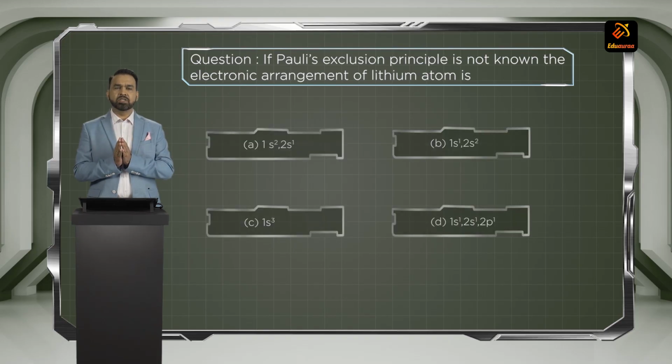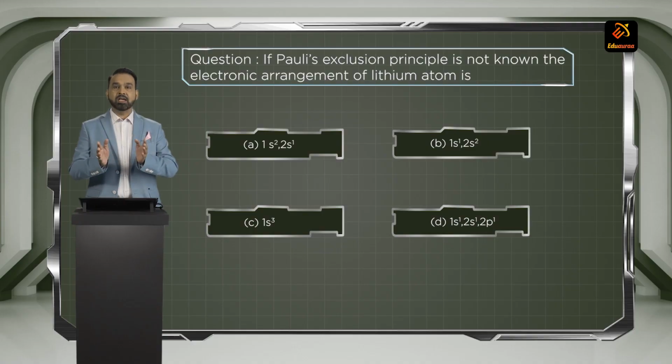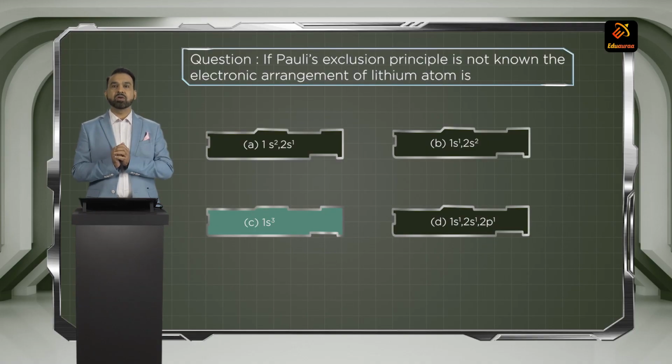If Pauli's exclusion principle is not known, then the electronic arrangement of lithium atom is. If Pauli's exclusion principle is not applied, then what will be the electronic configuration of lithium atom? Lithium atomic number is 3. Actual electronic configuration is 1s2, 2s1. But if you don't apply Pauli's exclusion principle, then the configuration will be 1s3, which is the wrong substitution, but the correct answer is C as per the question.